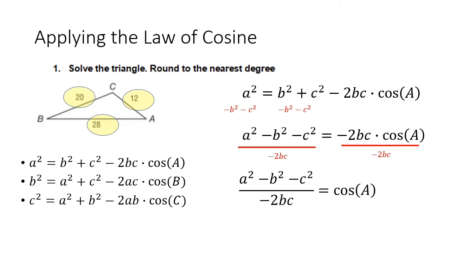Now a common mistake that I see a lot is when we are given the numbers, people try and do this portion first. You cannot subtract that 2bc. You have to divide it. The reason being, PEMDAS does not allow you to do that. It is being multiplied, so it's kind of hitched onto this cosine A. So you have to remove the b squared and c squared first, and then divide by the negative 2bc to get cosine A by itself.